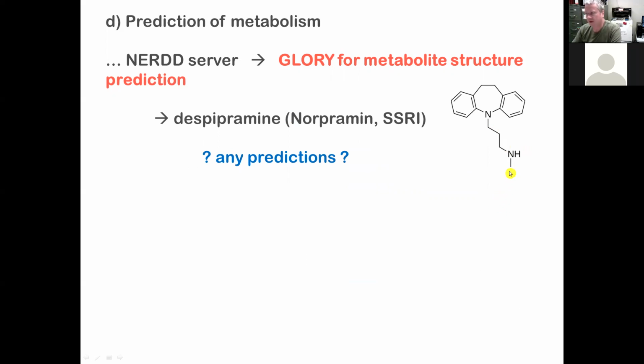I mean, you can oxidize the carbon to a hydroxy group, but that's not stable, right? So what happens if you oxidize the carbon to a hydroxy group, then the hydroxy kicks off and you make formaldehyde and basically you make an amine, right? So we're expecting dealkylation. I think that's a pretty reasonable prediction, right? And let's see if it makes that prediction.